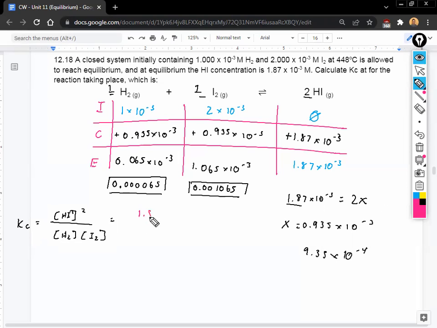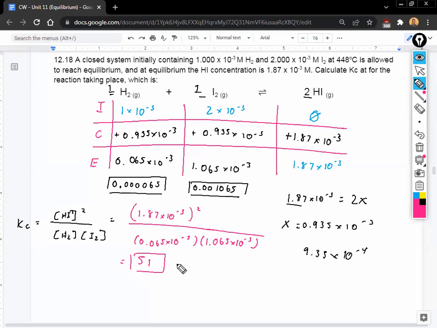You should have 1.87 times 10 to the negative 3 on the top squared. On the bottom, you'll have 0.065 times 10 to the negative 3 times 1.065 times 10 to the negative 3. And then for your final answer, you should get something close to 51. If you got 50.8, 50.9, that should be good. But your final answer should be 51. Close to it.